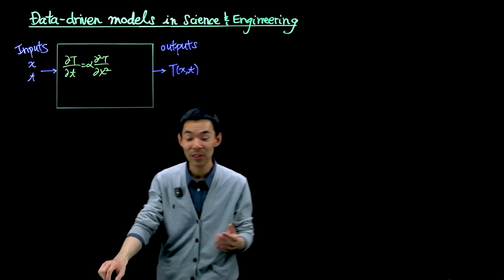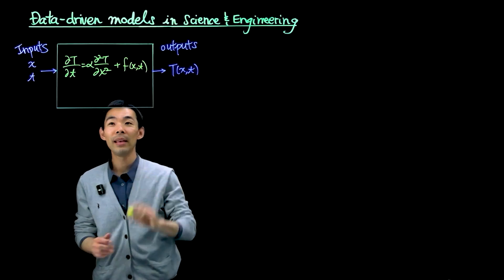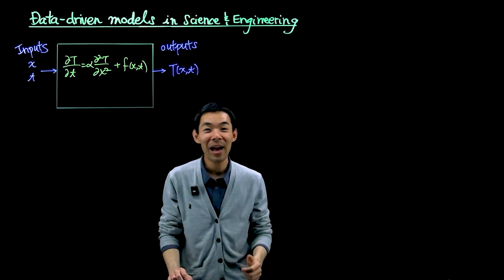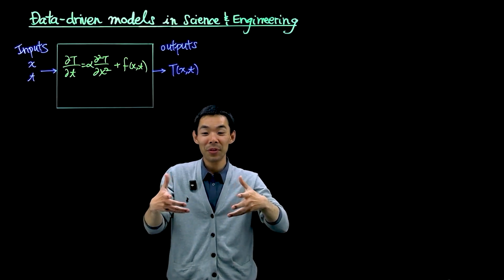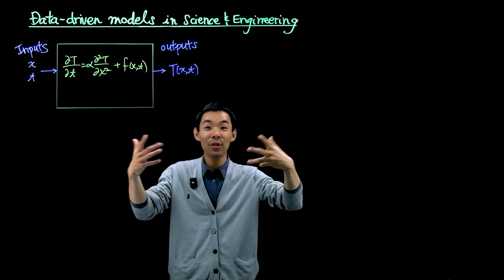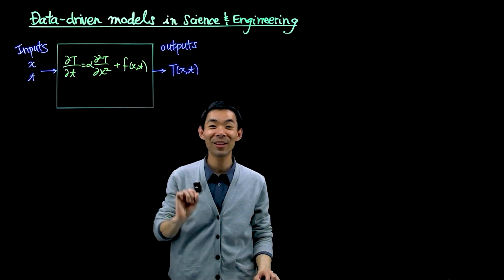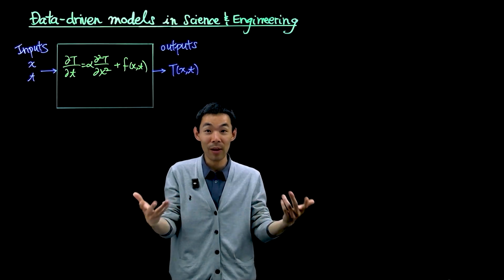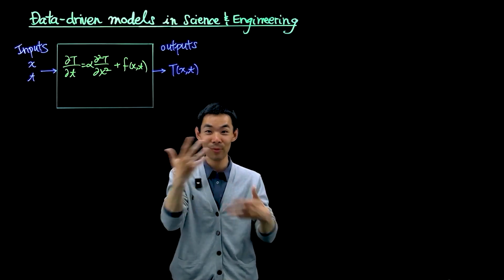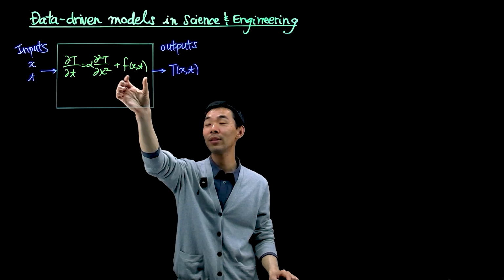For example, you might have some sources and sinks. You might have a complex chemical reaction happening inside your slab, the material, and it's exothermic, so it's generating heat inside your material. And you don't know what this function is because it's just a composite polymer radical polymerization. You have no idea what this function is.